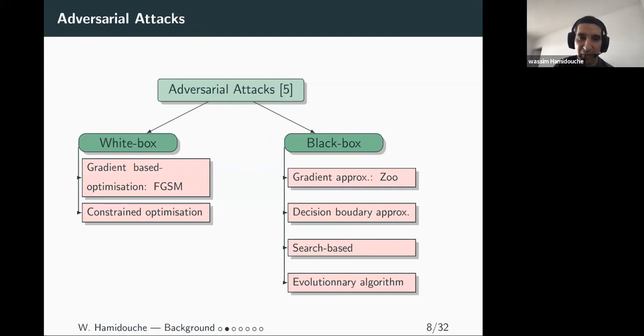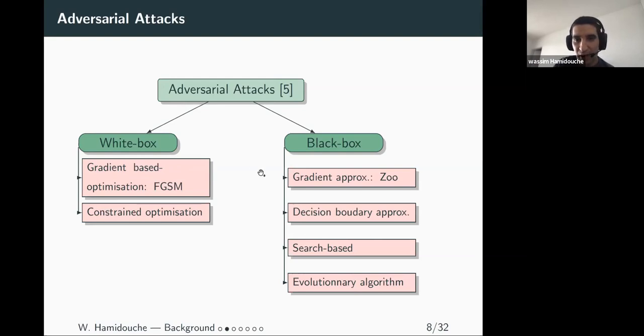Now, in the literature, there are many attacks. Here I just try to give a classification, and I will present some of them very briefly. We can have two categories, white box and black box attacks. What is the difference? In white box, when the attacker generates the attack, he has all the information about the model and its parameters that helps him to generate the attack. In this category, we find gradient-based optimization, which usually relies on the gradient, and other attacks that try to solve some constrained optimization.